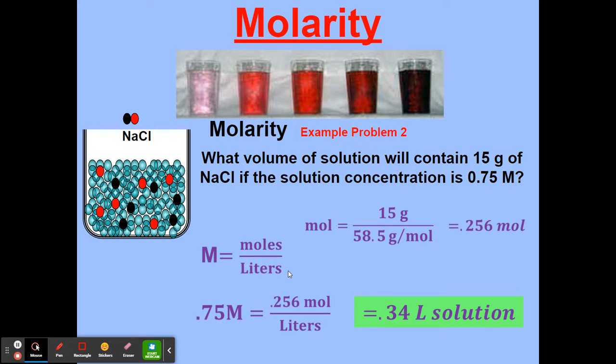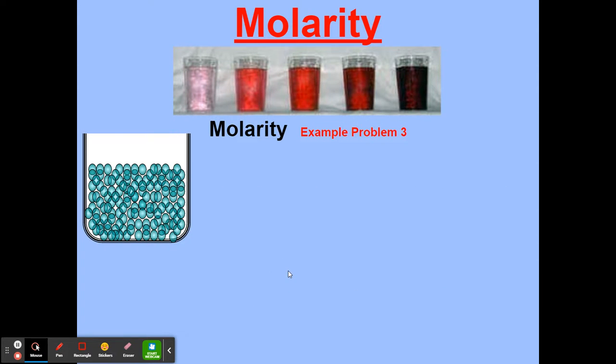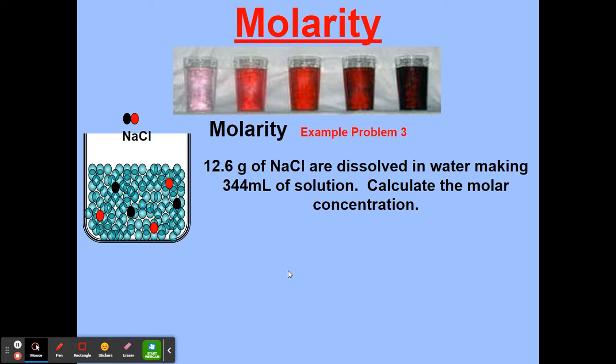So I'm trying to give different types of problems. Problem number 3. All right, so here we go. We've got 12.6 grams of sodium chloride dissolved in water, making 344 milliliters of solution. Calculate the molar concentration. So calculate the molarity. All right, so we need the molarity formula. Oh, well, I didn't do that yet. They don't give us moles. They give us grams. So we have to convert grams to moles.